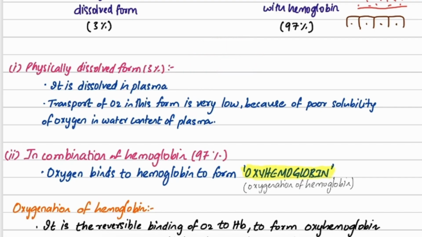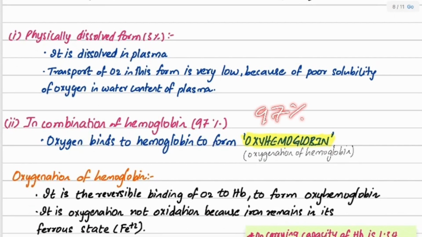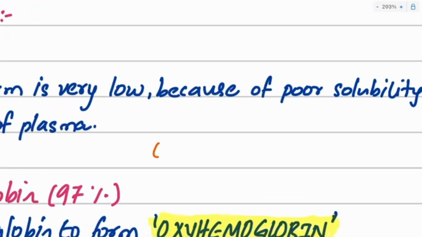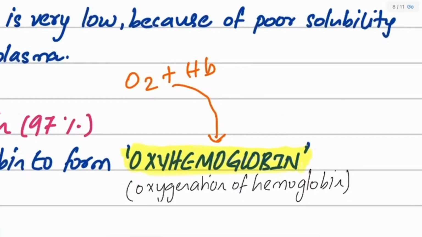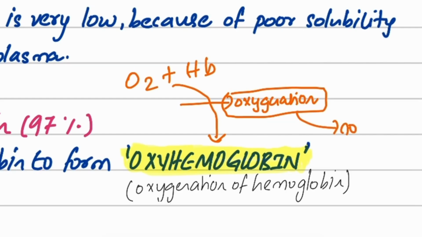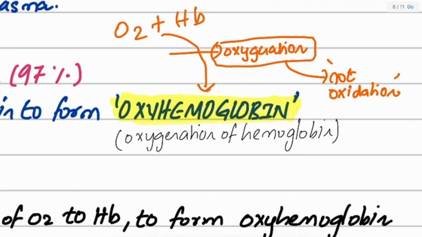And the second, the most important form is in combination with hemoglobin. 97% of the oxygen is transported in combination with hemoglobin. So let us talk about this in detail. We all know that oxygen combines with hemoglobin to form oxyhemoglobin. Okay, and the process of formation of oxyhemoglobin is called oxygenation. Okay, remember, it is oxygenation, not oxidation. Have you ever wondered why it is called oxygenation, not oxidation? Let us try to clear that also.